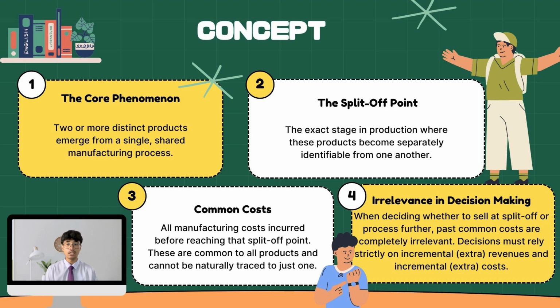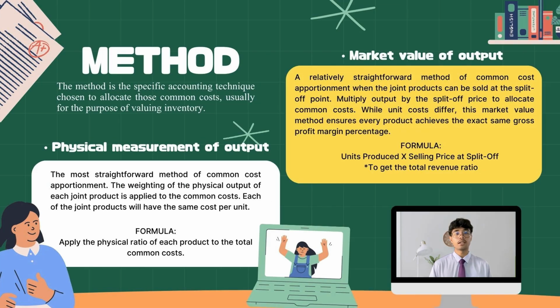The remaining question is, how do we allocate those common costs for inventory valuation? The method of calculating the joint product is the accounting technique used to apportion common costs among joint products, usually for inventory valuation and financial reporting.